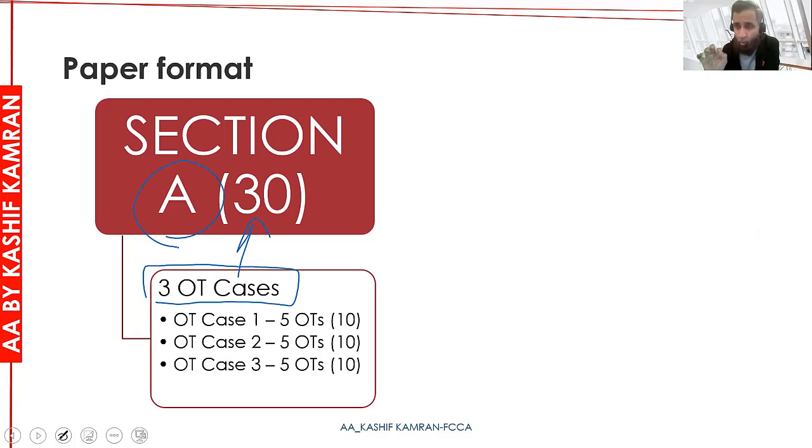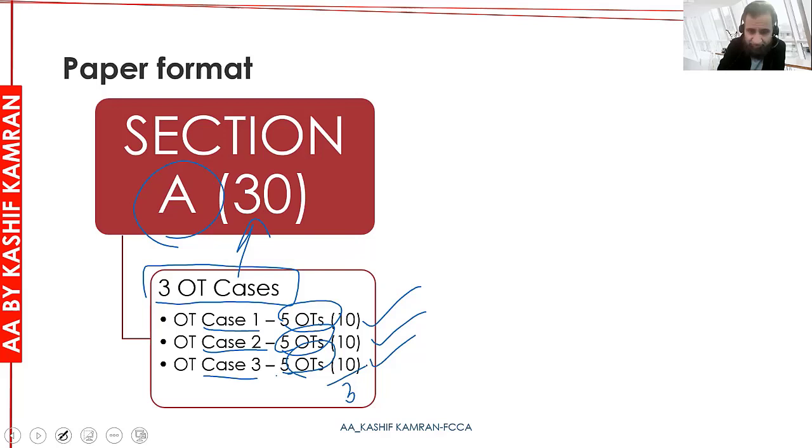So you will have a small case study. And with every case study, case number 1, case number 2, case number 3, you will have 5 OTs worth 10 marks. Then another 5 OTs worth 10 marks. Then another 5 OTs worth 10 marks. So that's 30 marks. Each OT is worth 2 marks. And in total, how many OTs do you have? 15. 15 OTs multiplied by 2 is equal to 30.